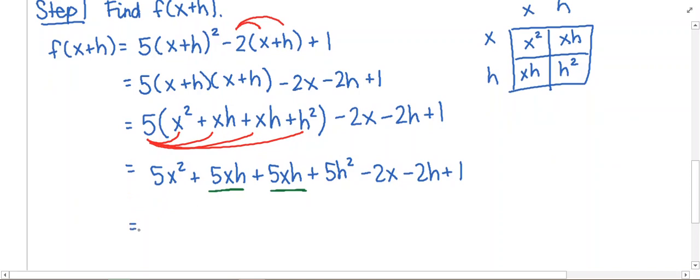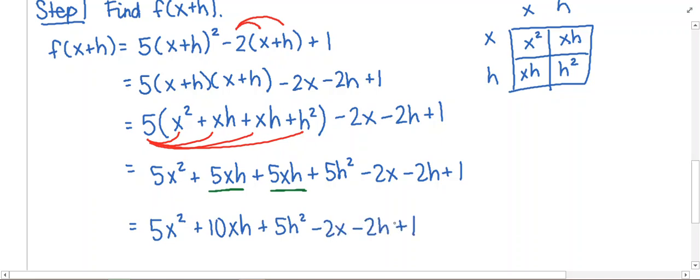So the whole thing will simplify to be 5 times x squared plus 10 times x times h plus 5 times h squared minus 2x minus 2h plus 1. Okay, this is f of x plus h. That's just the first step. Now we can proceed to the second step.